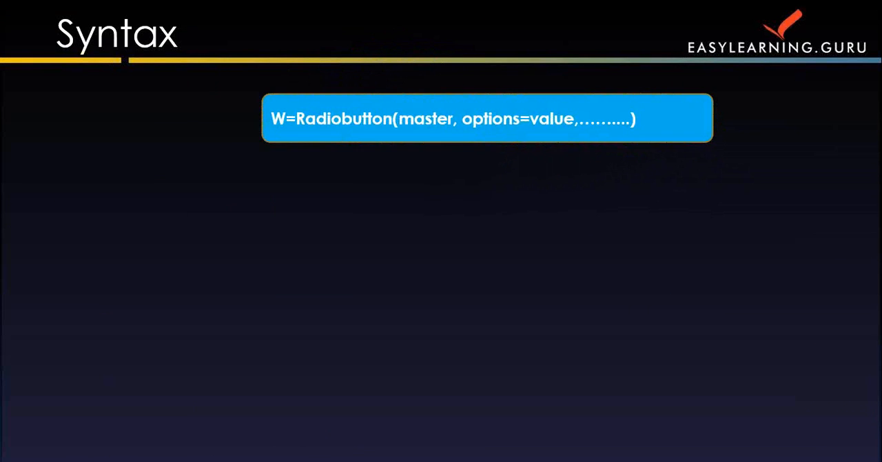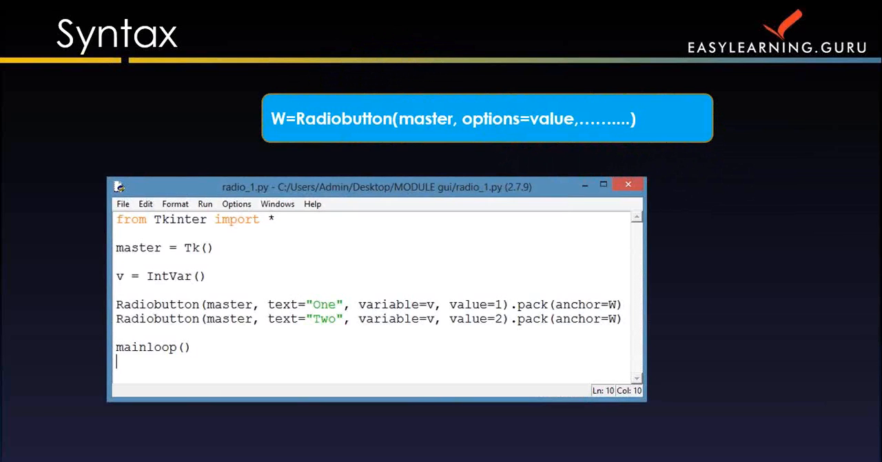And here you can see the simple syntax to create the widget. Here, master represents your parent window. Again, options is the list of the most commonly used options for this widget. Then we have a very simple program on your radio button, selecting 1 and 2, and the output as well, as you can see on your screen.